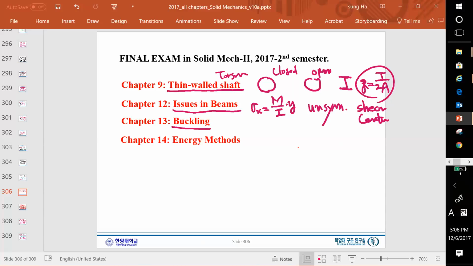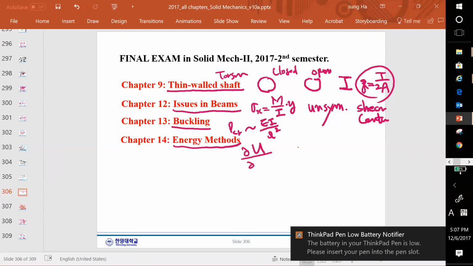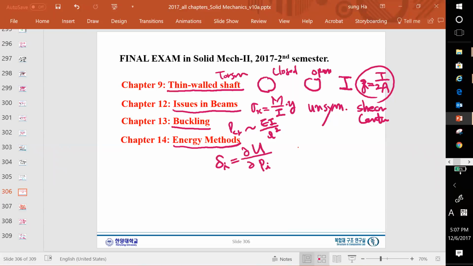And buckling, as I mentioned, P critical is always proportional to EI over L squared under compression, and this is a concept. Now, the energy method: as I mentioned, we always need to get some strain energy, and then we take a certain derivative to get the delta or angle. If this is a moment, this will be an angle. If this is a force, this will be the deflection. So the energy method is very powerful and important, and you will see several questions in the final exam.